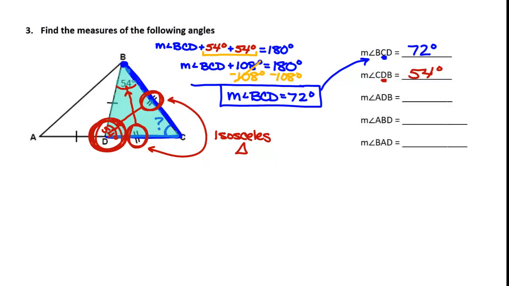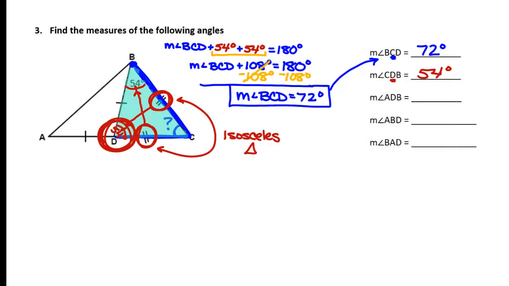Back to the 54-degree angle. So if I'm not wrong, both of the 54-degree angles are congruent with one another. The 54-degree angles are congruent to each other, yes, because the sides that they are across from are congruent to each other. Yes. All right.